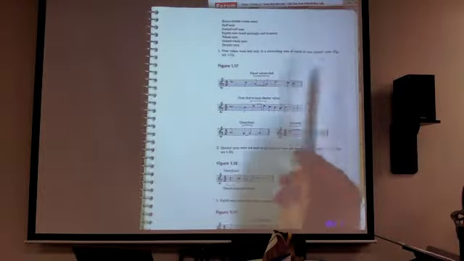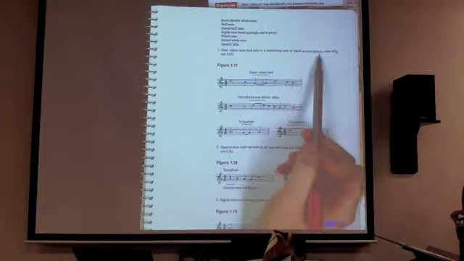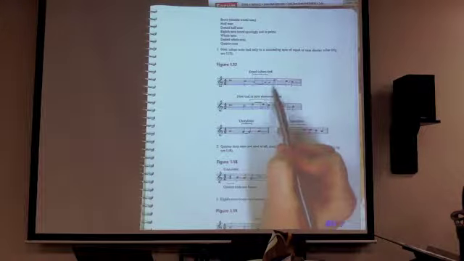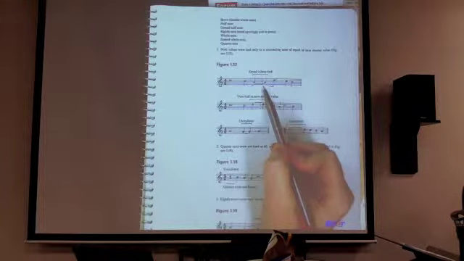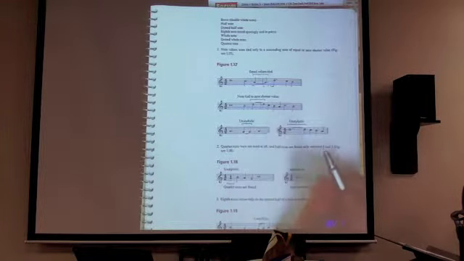Also, just be aware that note values were tied only to a succeeding note of equal or shorter value. All right? So this is cool because it's equal. It's a half note to a half note tie. Here, it's cool. Half note to quarter note, so the quarter note's shorter.